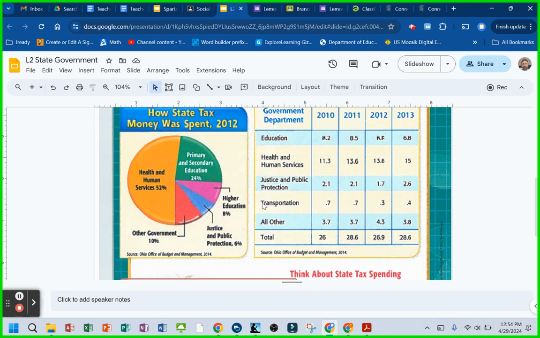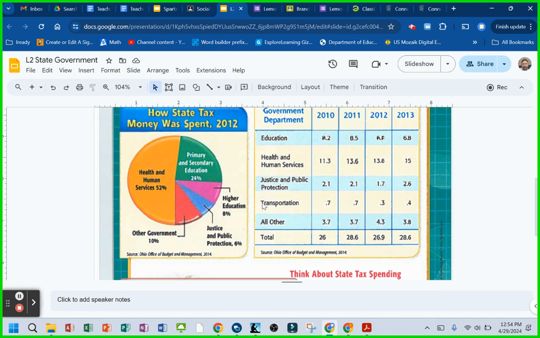All right. Do you look at that graph and think to yourself, I think they should spend a higher percentage on a certain area than they do? Does anybody have that opinion right now? Do you? Kinsley, what do you think they should spend more money on? Really? I disagree. Yeah.